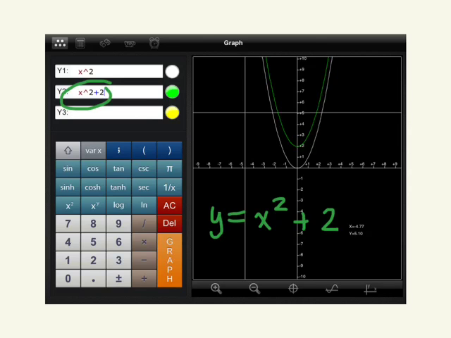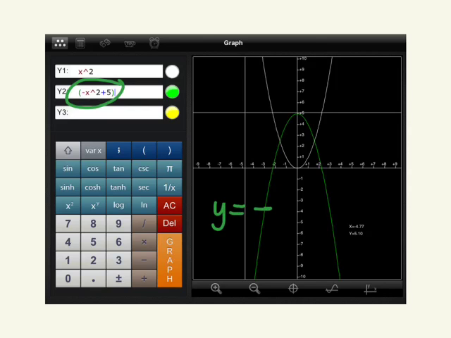This time, we had an equation of y equals x squared, but then we added 2. What happened to the graph? Where is the vertex of this graph? The center of the graph is at positive 2, right? This graph actually shifted up from the origin 2 spaces. Did the shape change? No. Was there a coefficient in front of x squared that was greater than 1 or less than 1? No. So the shape of the graph did not change. It just shifted up.